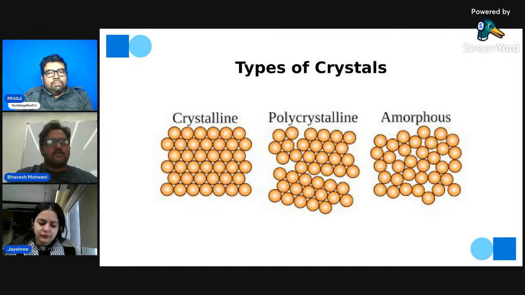So generally, the wafers we use are either polycrystalline or single crystalline. Majorly for IC fabrication, a single crystalline wafer is used.